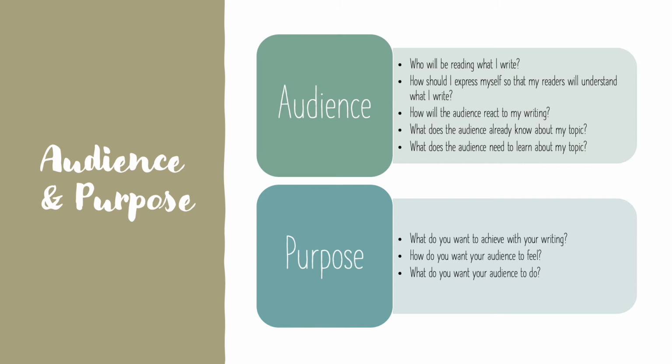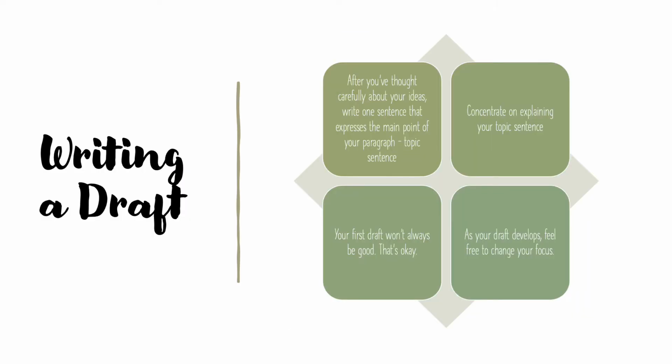Think about your actual purpose for writing. And once you've done those things, you are finally able to write a draft. So when you're writing your draft, it says after you've thought carefully about your ideas, write one sentence that expresses the main point of your paragraph. So essentially, you're writing a topic sentence. Write a topic sentence for each main idea that you have, and then move on to explaining each topic sentence. So, what details do you need to add to support each topic sentence?